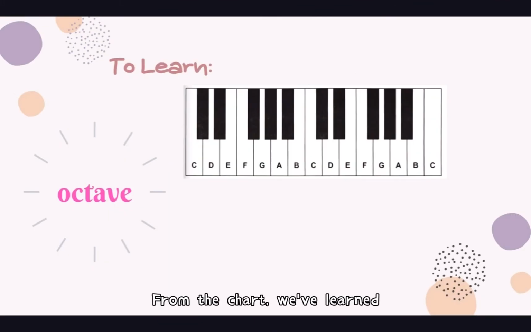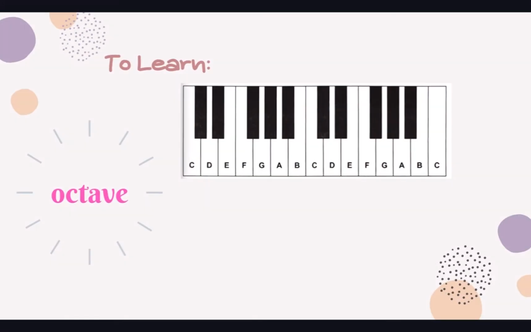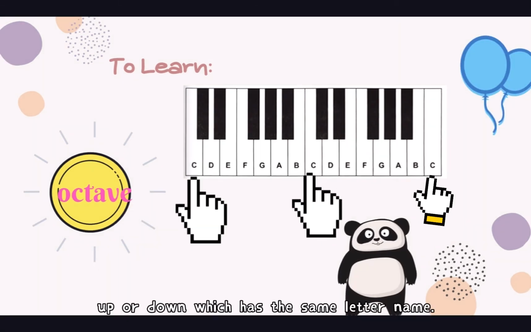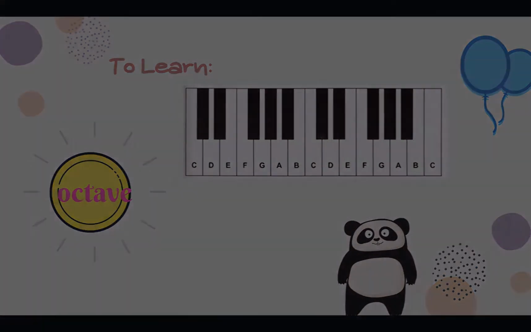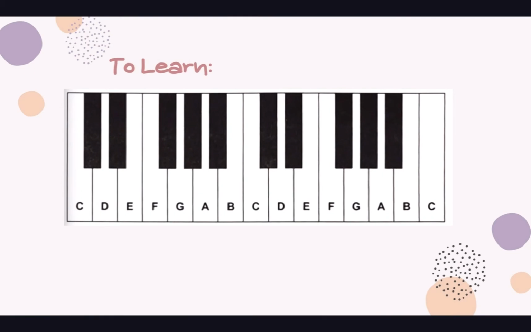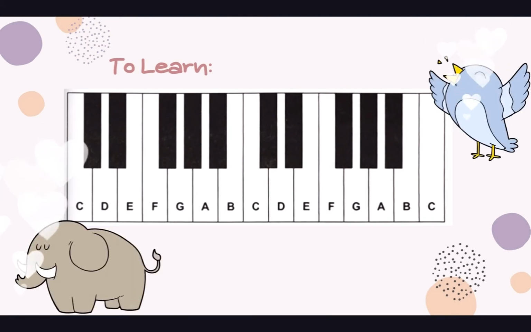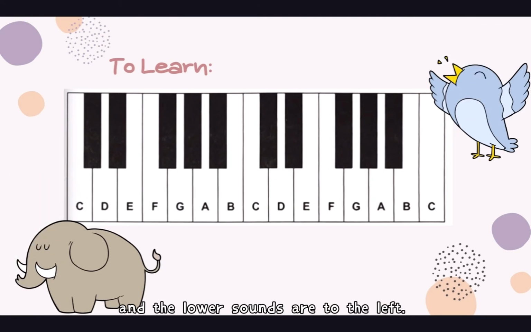From the chart, we've learned an octave is the distance from any note to the next note up or down which has the same letter name. The higher sounds are to the right, and the lower sounds are to the left.